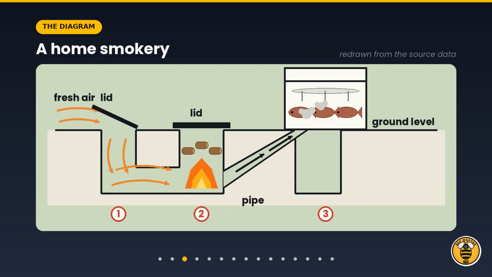Take a moment to study the diagram. Fresh air is drawn into a pit on the left. It travels underground to a second pit where wood is burning. The smoke that is produced cannot escape upwards because that pit is sealed by a lid, so it is forced along the pipe that slopes up into a box at ground level where fish are hanging. 3 numbered components and 1 continuous flow from left to right.